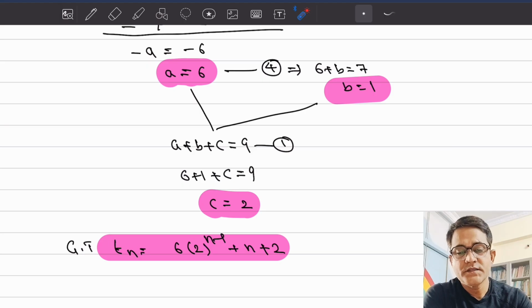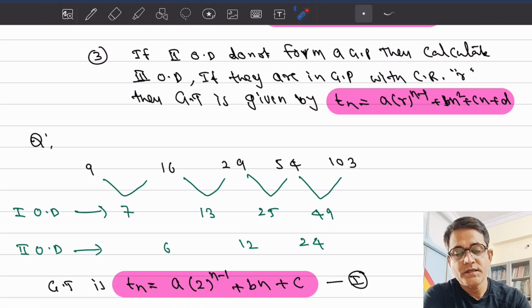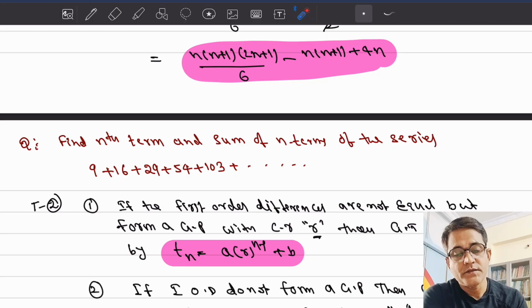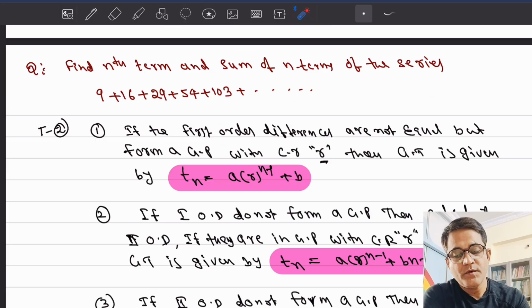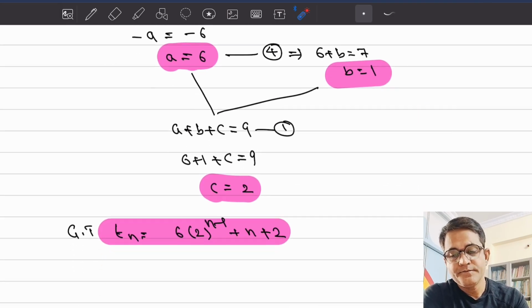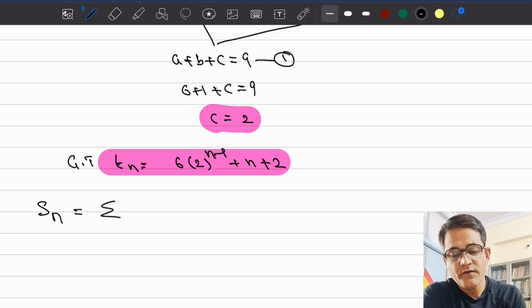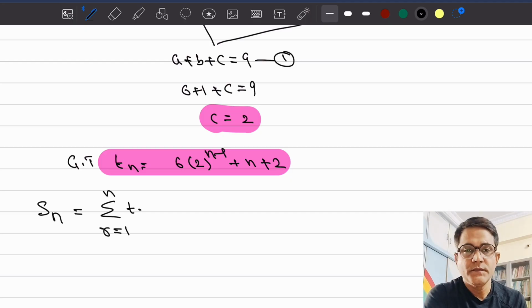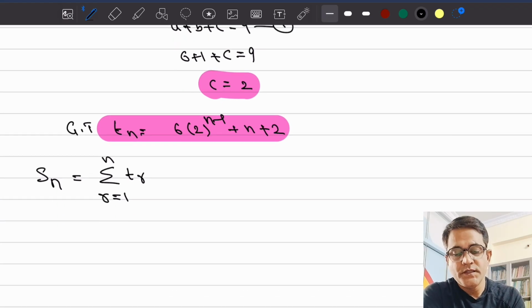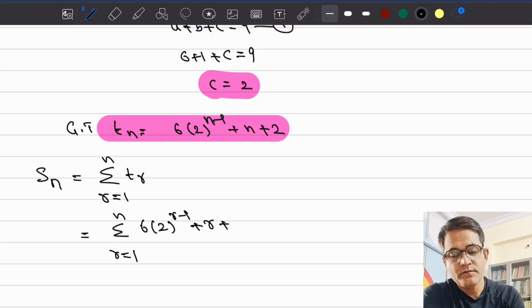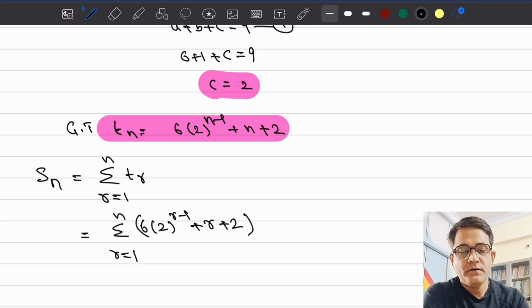Next, what we need to find? Sum of n terms also. Nth term and sum of n terms. To find the sum of n terms, what we do is: sum of n terms Sn is equal to sigma r varying from 1 to n of tr. This is the sum of n terms. That is equal to sigma r varying from 1 to n. What is tr? Tr is equal to 6 into 2 power r minus 1 plus r plus 2.